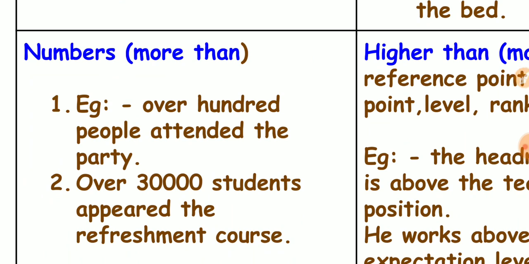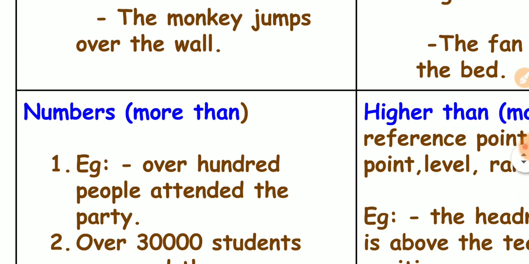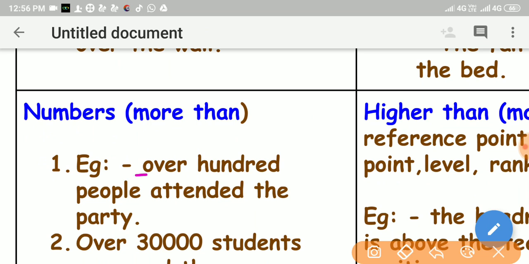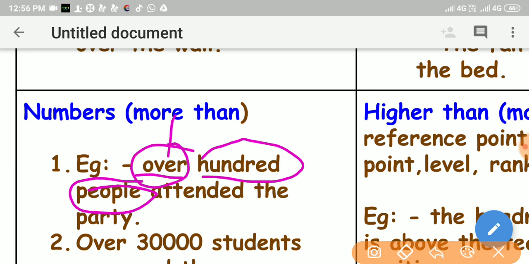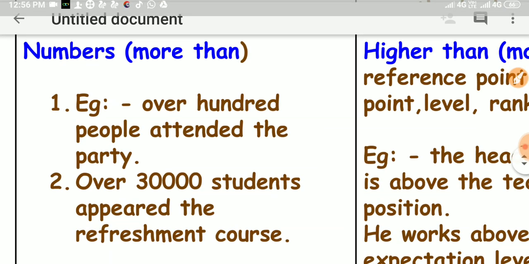So let us go with the other usage of over. See, over is used when we are going to refer to numbers, more than. In such conditions, we are going to use over. When the numbers are meant as more than, then we use over, my dear friends. Over 100 people means more than 100 people attended the party. When it is referring to numbers, then we must use over, my dear friends.